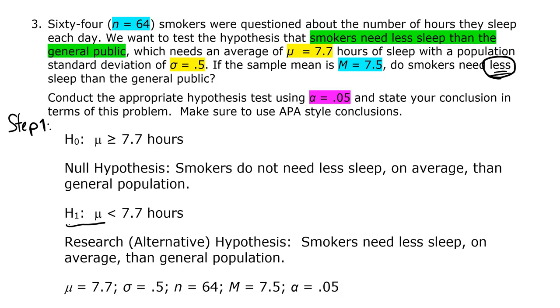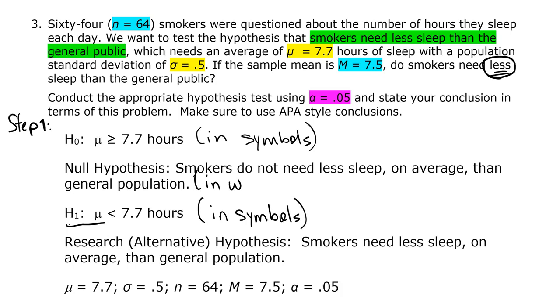So the null hypothesis in words is going to be smokers do not need less sleep on average than the general population. And the research or alternative hypothesis in words is stated as smokers need less sleep on average than the general population. Okay, so this is in symbols. And this is in words. There we go. So that's step 1.